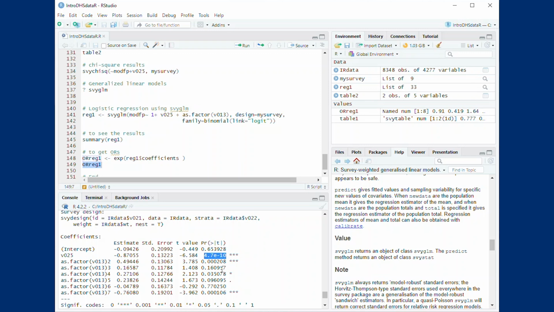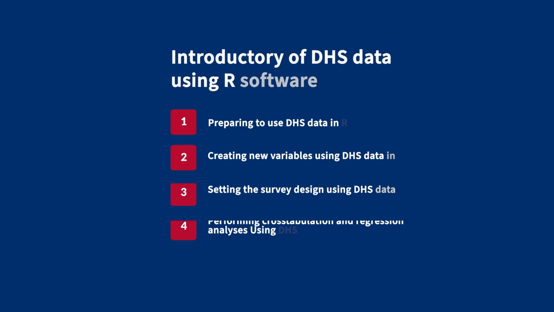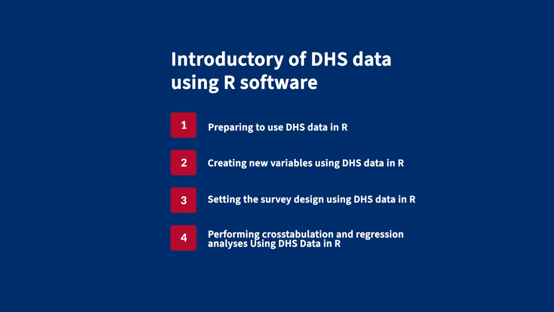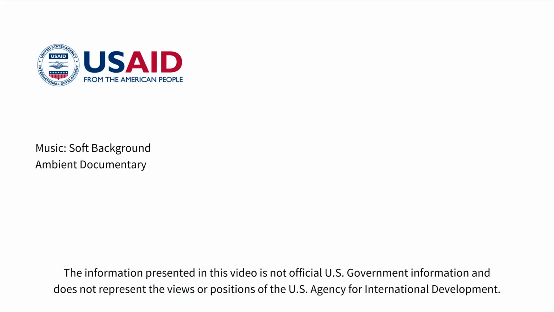You can continue to add more variables to your regression model. For any categorical variable, use as.factor as shown. This concludes the 4 introductory videos of working with DHS data using R software. We hope this will help you begin your analysis of DHS data using R.